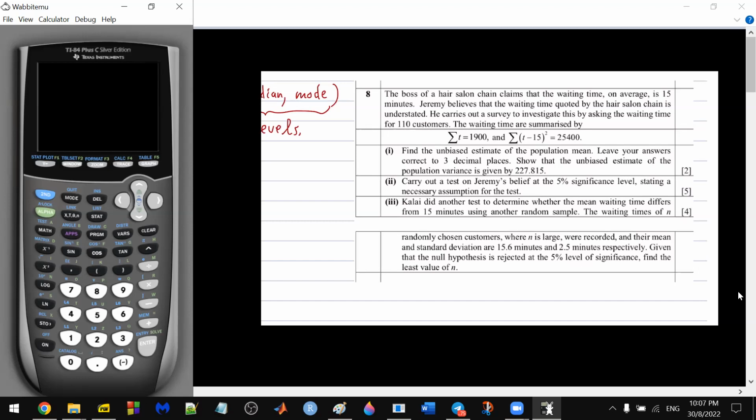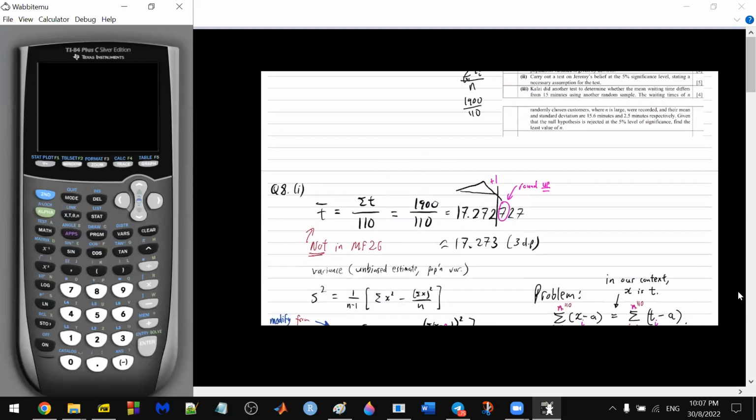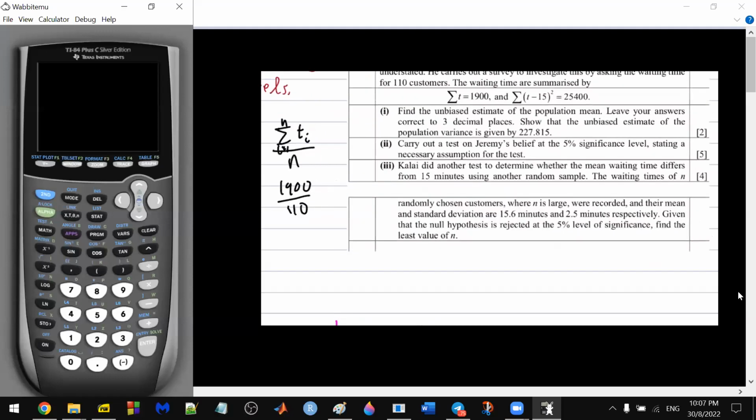So this one is simple. The unbiased estimate of the population mean is just the mean. Just divide. But here it's not x, it's t, or ti. In this case, we already have a sum, which is 1900. We have 110 customers, so it's just 1900 divided by 110. Right? Easy, huh? Okay, good. The solution is already written here. Good. Moving on.